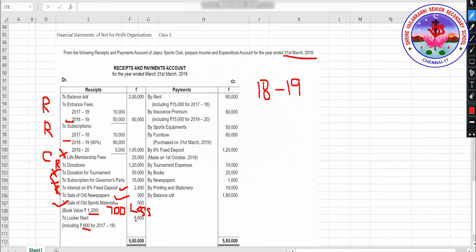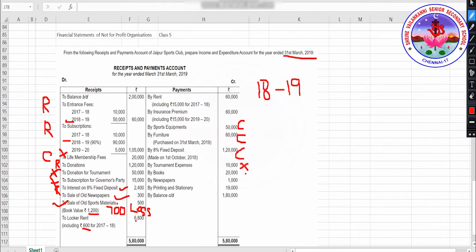Buy sports equipment. This is a capital item, so we should not include it. Furniture is also a capital item. We should not include it. Buy 8% fixed deposit, this is also a capital item. We should not include it. Buy tournament expenses. We would enter tournament expenses under expenditure, but it is for a specified purpose. It is not for a general purpose, so we are not going to record this.